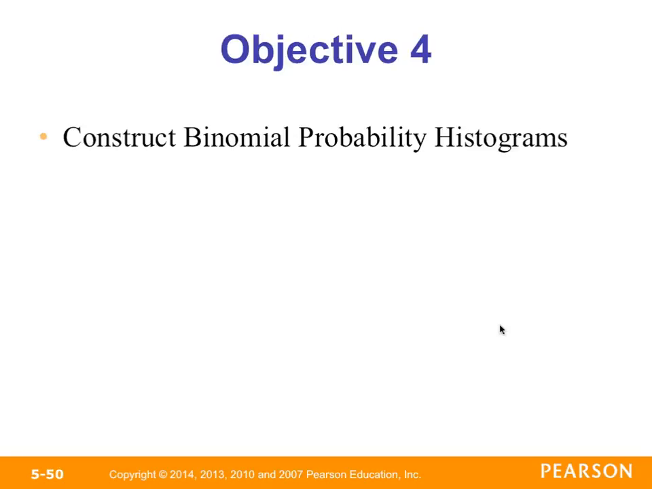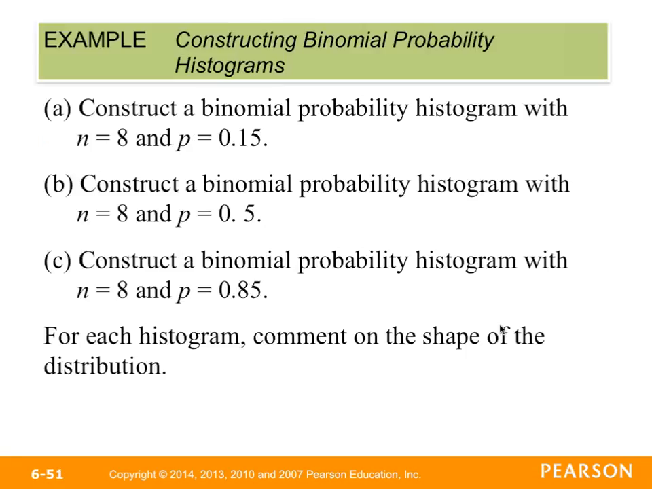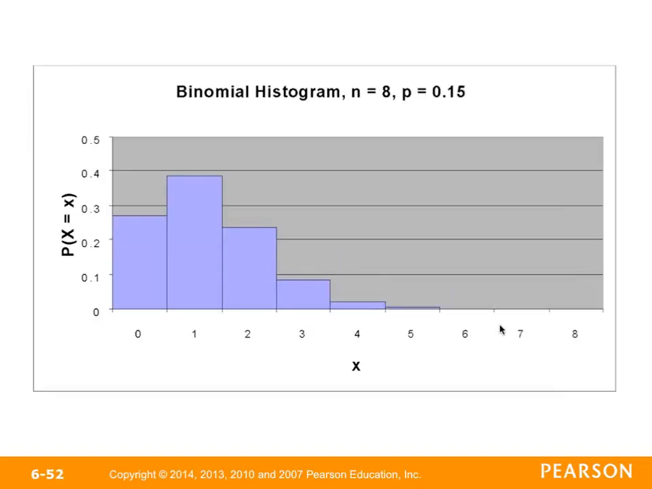We can also construct binomial probability histograms. Now, we already talked about what a probability histogram is, so we're going to look at a couple of examples, and this is going to illustrate an important concept for us. We're going to start with this one where we only have 8 trials, so n equals 8, and a probability of 0.15.